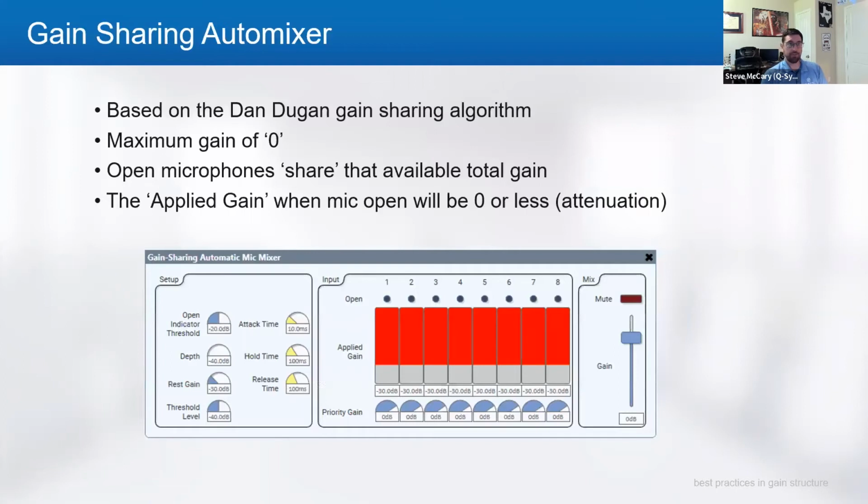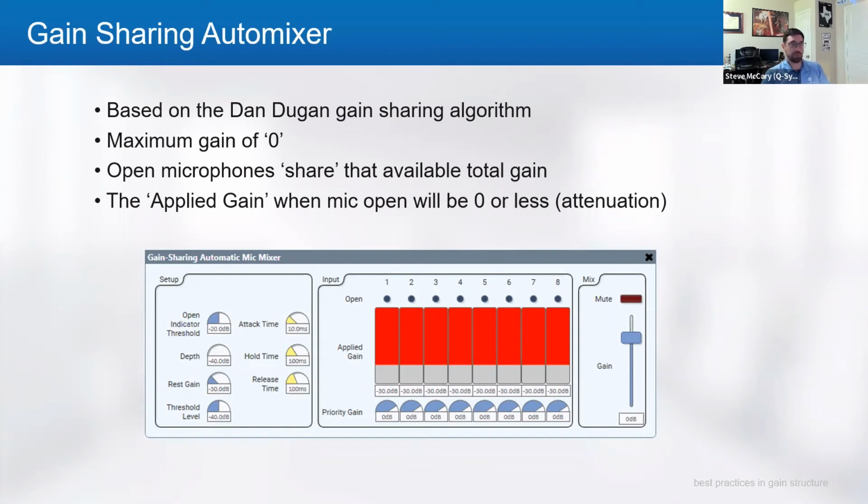The next one we have is a gain sharing auto mixer. This is based on the Dan Dugan gain sharing algorithm, where the maximum gain is 0. You will notice there is no max number of open mics because in essence, every mic can be open at a time. You set an open indicator threshold and a depth and a rest gain and a minimum threshold, as well as some attack, hold, and release times. And what happens is every time another person starts talking and that mic triggers as open, it will pull down the gain of every mic in there.